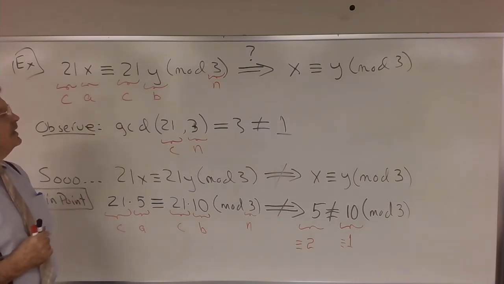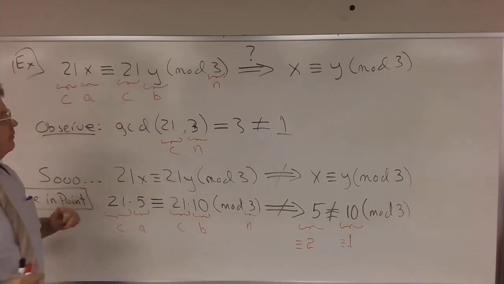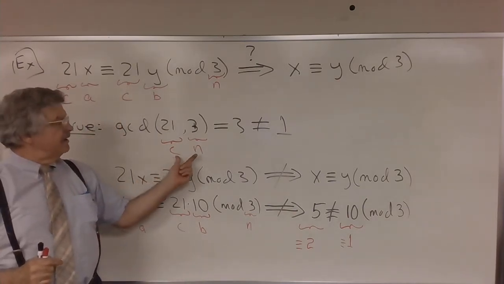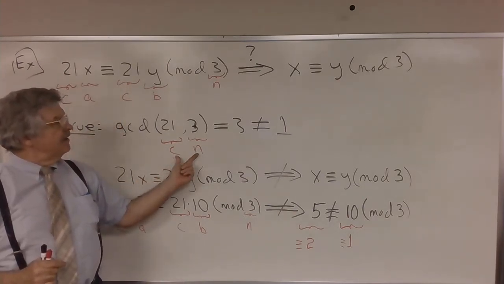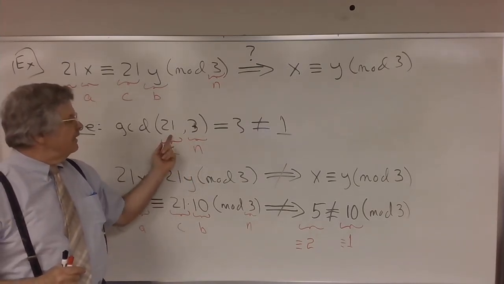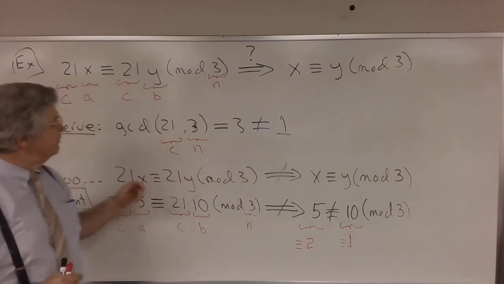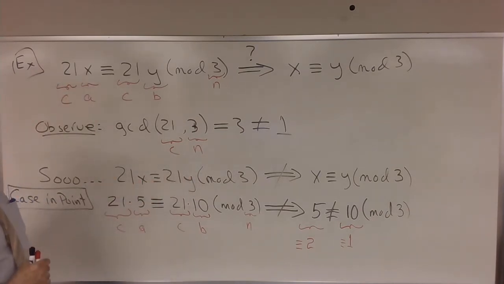So the only time we can cancel the common factor is when the common factor and the divisor n have no common factors. The common factor 21 and the divisor n are relatively prime. If that's the case, then we can divide both sides by the common factor.